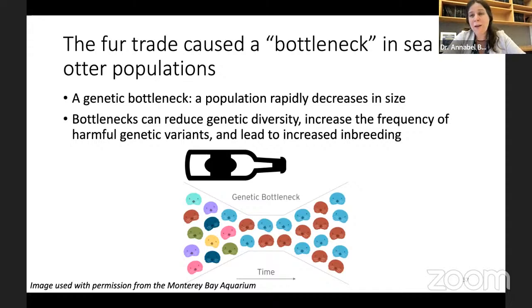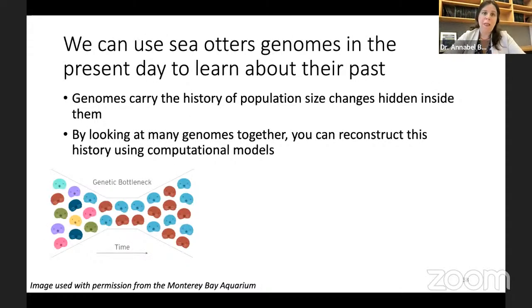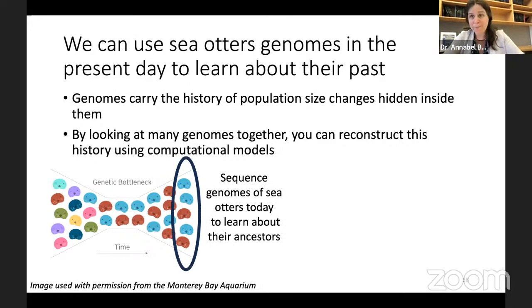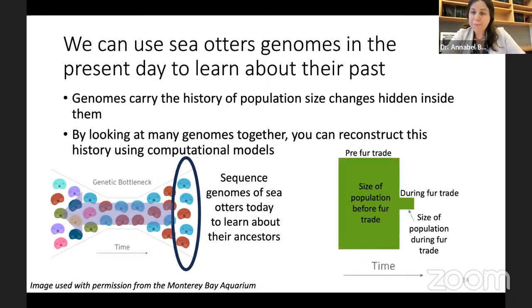And so we wanted to understand if we could actually infer how intense this bottleneck had been for sea otters. We're actually able to do this because genomes in people alive today, or sea otters alive today, actually carry the history of these population size changes of their ancestors hidden inside them. So by sequencing genomes of sea otters today, we can actually learn about the history of the population that came before them. And so we were able to make a model of sea otter population history where we could infer the size of sea otter populations prior to the fur trade and then during the fur trade and get a sense of just how extreme this event was.